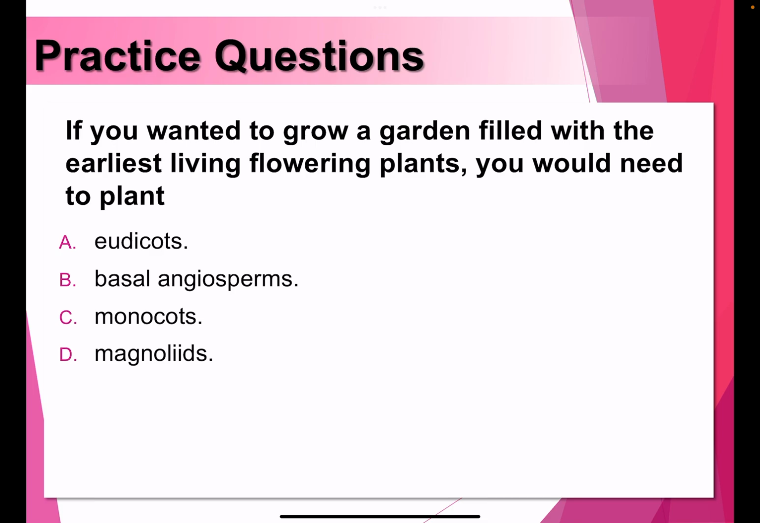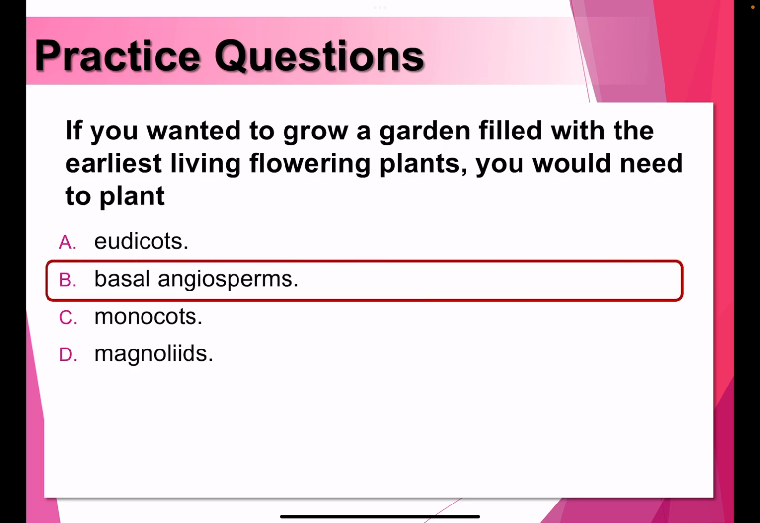If you wanted to grow a garden filled with the earliest living flowering plants, you would need to plant which of the following? Earliest living flowering plants are the basal angiosperms. And that's all I have for you for chapter 30.